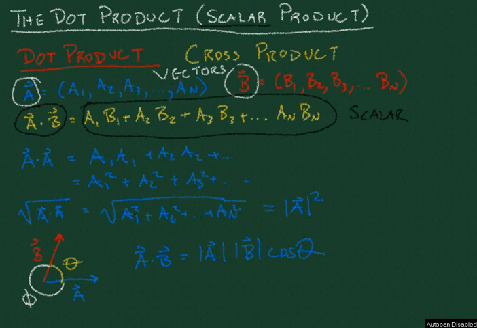And we notice that this is consistent because now if we look at A dot A, this is telling us this is the magnitude of A squared times cosine of theta, but of course A and A are in the same direction, so theta is equal to 0. So this is just the magnitude of A squared. So this is consistent with the other definition.